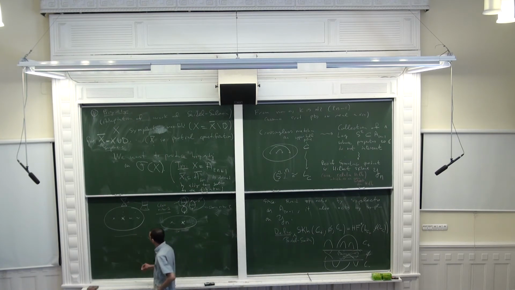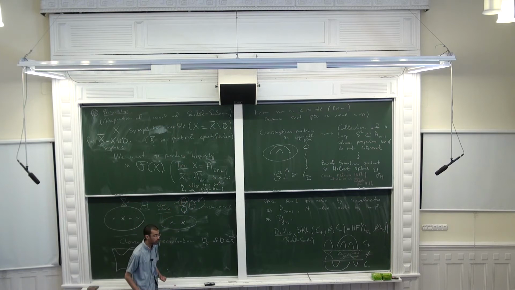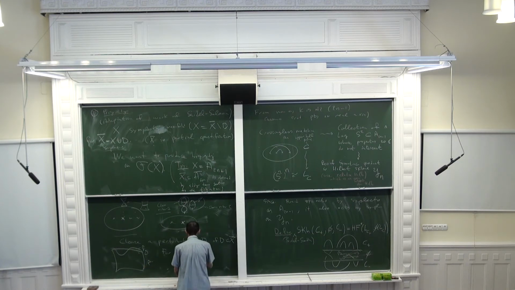So to set up, we first choose a perturbation. Let's call it D epsilon of D inside X bar. So here's D, here's the space, and then you just choose some perturbation. Notice in this situation it's very easy to choose a perturbation so that it doesn't intersect D at all. So they're completely distinct from each other in this special case. And now, for any object, let's just say any Lagrangian in X, we want to define an element of the Floer homology.